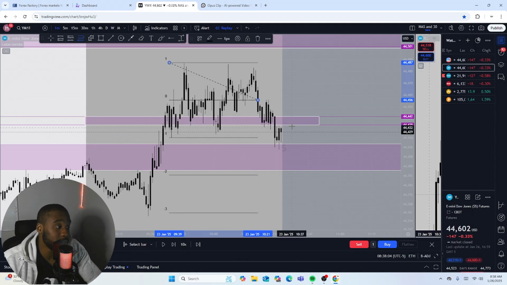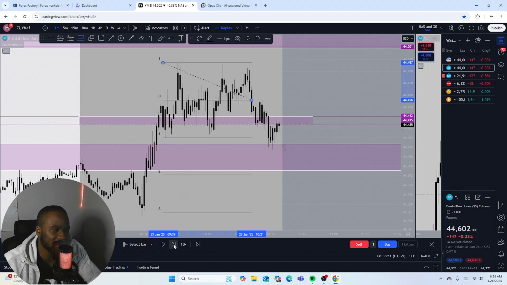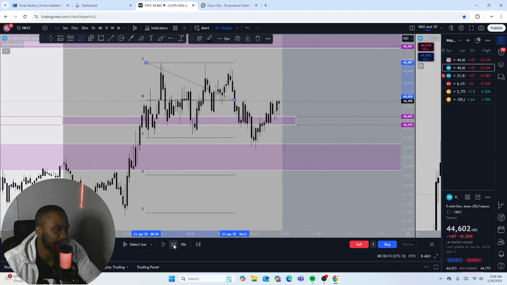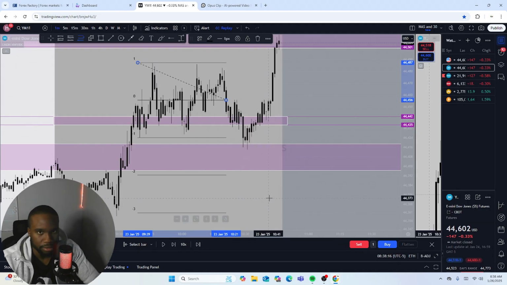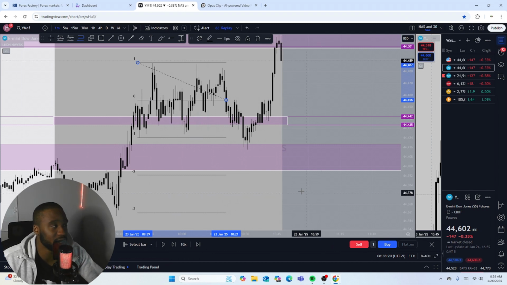Just to get TP1, and then I moved my stops to about break even right here. Came back up. Look at this. Next two, three candles stop me out. Look how fast it stopped me out. Look at that. Tragic. So I think I took a break even on this day.